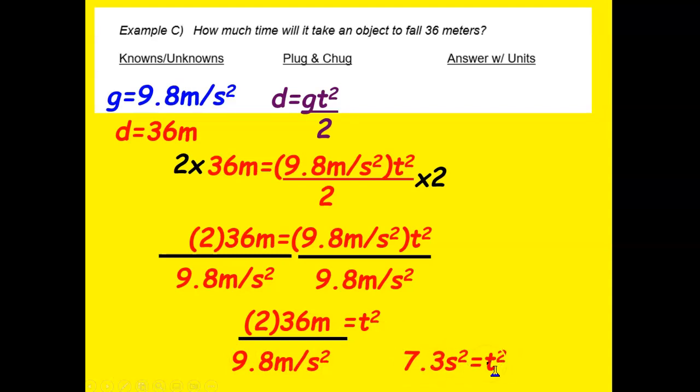Okay, so now this is t squared is equal to 7.3, which I rounded, seconds squared. So in order to get t squared, because this is not my answer, I need it to just be seconds. So therefore, I'm going to take the square root of both sides. And therefore, the correct answer would be t is equal to 2.7 seconds, because 2.7 seconds is the square root of 7.3. And seconds is the square root of seconds squared.